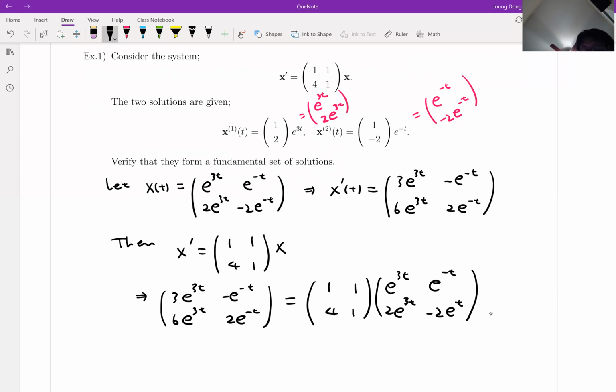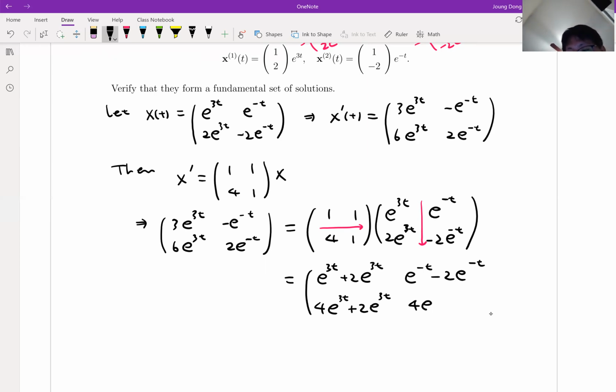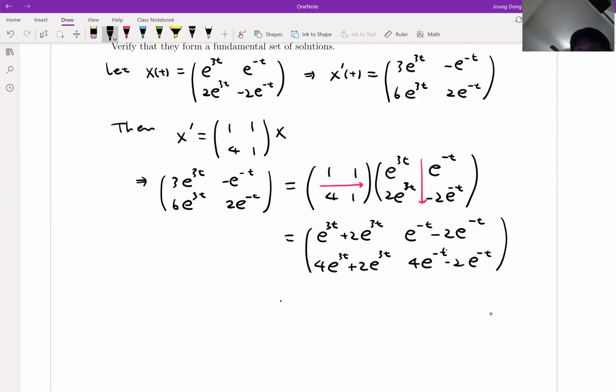Okay, let me calculate the right hand side, just the matrix product, right? Definitely we're going to do row and column. Then e to the 3t plus 2 e to the 3t, and e to the minus t minus 2 e to the minus t, so this is minus e to the minus t, okay? And 4 e to the 3t plus 2 e to the 3t, and 4 e to the minus t minus 2 e to the minus t, that's right? And this is equal to 3 e to the 3t and minus e to the minus t, and 6 e to the 3t and 2 e to the minus t.